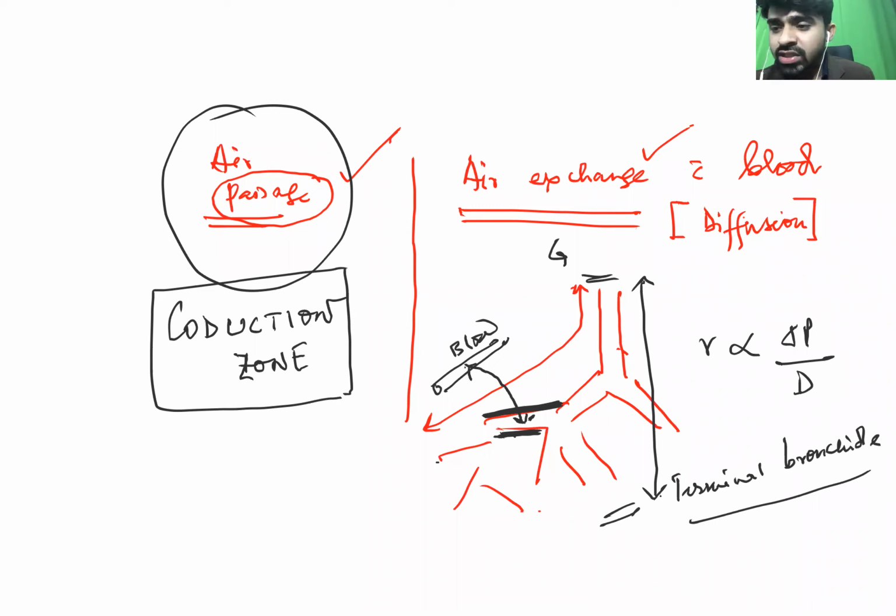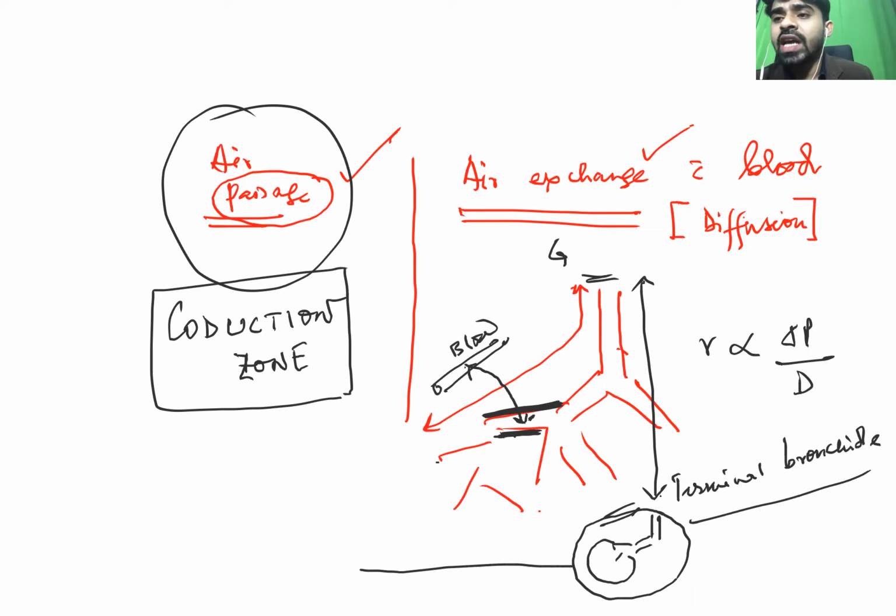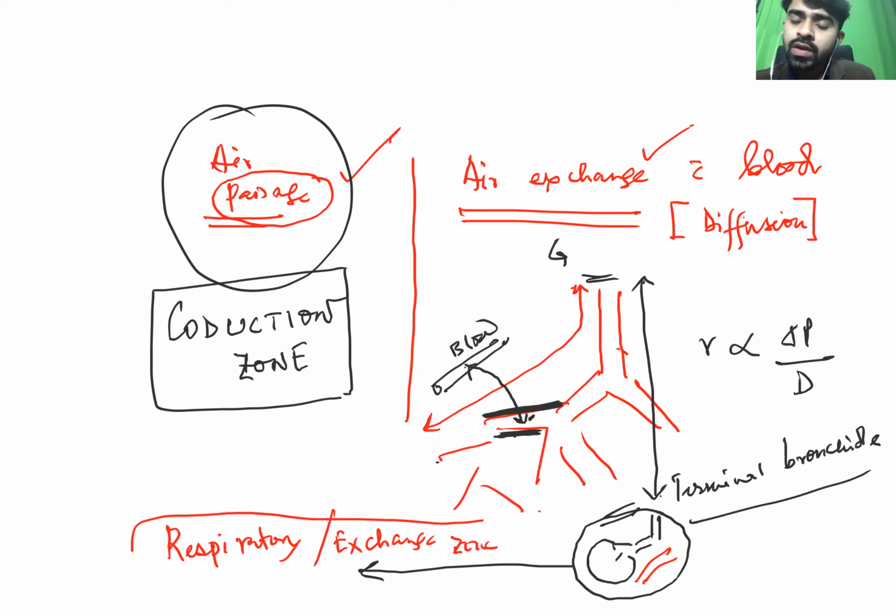But if you reach the respiratory bronchiole, the alveolar duct and alveoli, these last 3 areas can make exchange of gases with the surrounding blood vessels. So this is called the respiratory zone or exchange zone. Clear, everyone? Yes, sir.